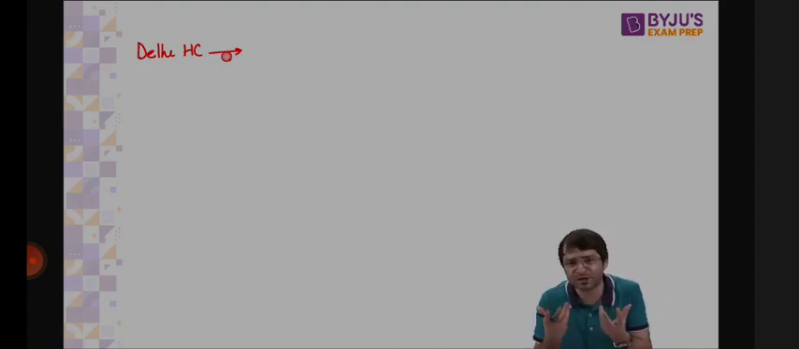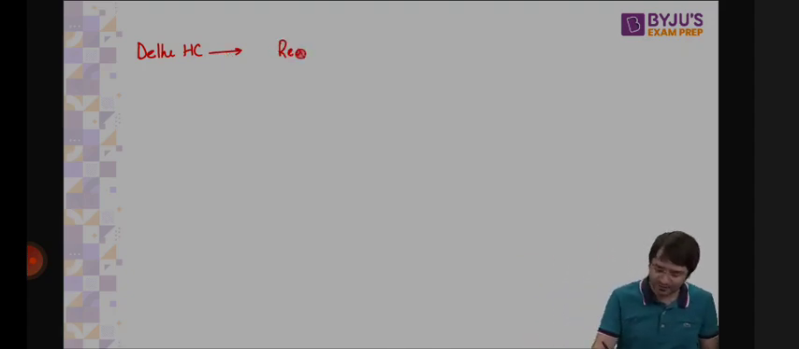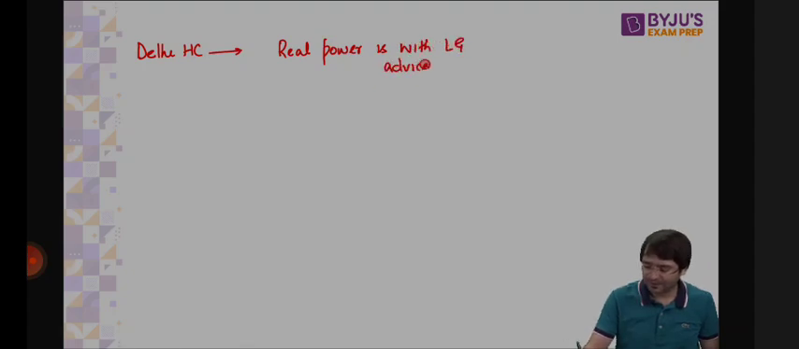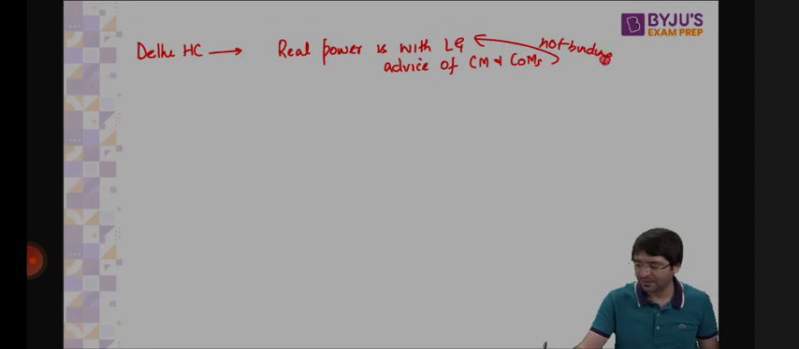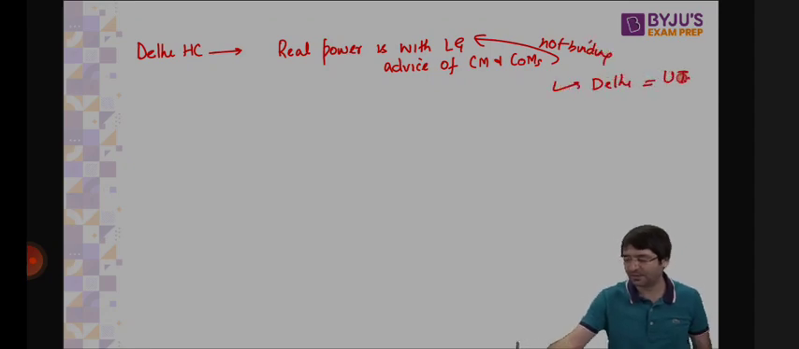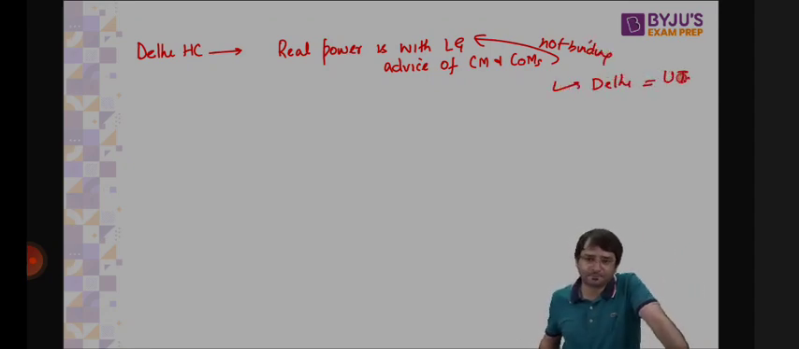Delhi High Court said, real power is with the Lieutenant Governor. The advice of the Chief Minister and Council of Ministers is not binding on the Lieutenant Governor. My lord, why? Because Delhi is, my dear, a union territory. A union territory is directly controlled by the center. Set back from Mr. Kejriwal, he then approaches the Supreme Court.